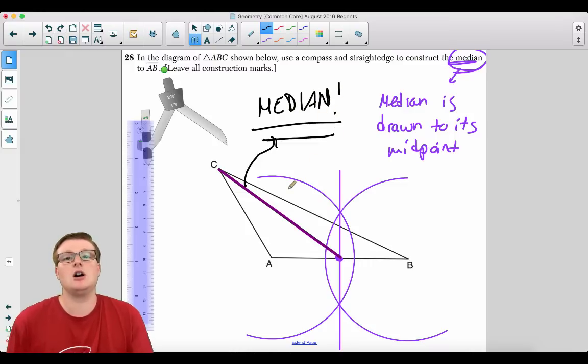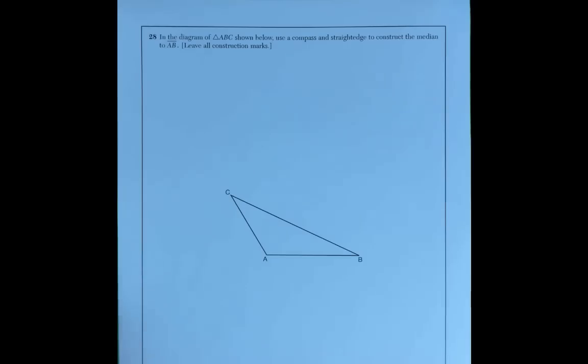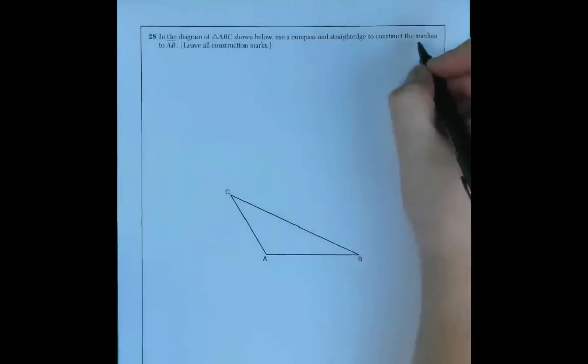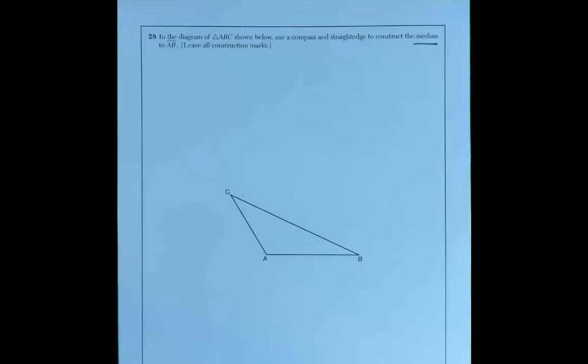Okay? All right, so the next part of this video is just me doing a hands-on construction. All right, so here's question number 28 from the August 2016 Regents exam. This is the construction, and this is the hands-on construction for those who do not like the computer software that I use. So the question says, in the diagram of triangle ABC shown below, use a compass and straight edge to construct the median to side AB, leave all construction marks.